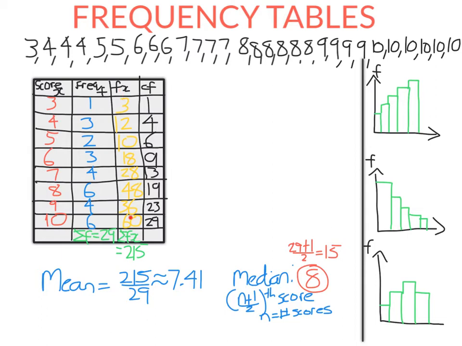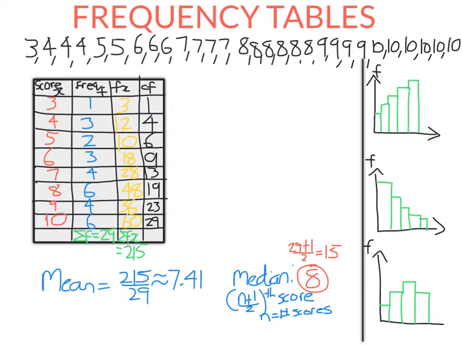So the fx column helps us find the mean by helping us sum up the scores nice and easily, and the cumulative frequency helps us find the median by telling us how many scores are less than or equal to a particular score. Another thing you might be asked about data like this is to comment on the skewness.